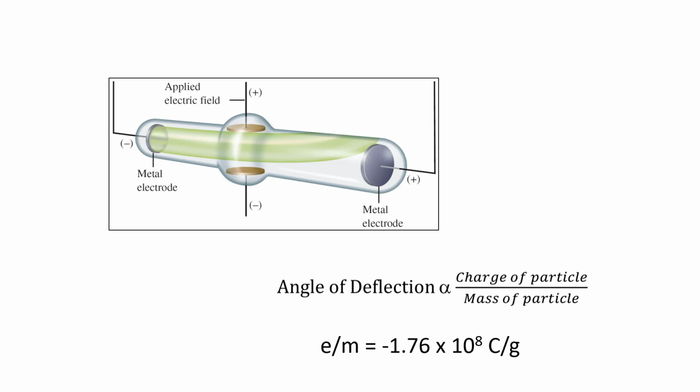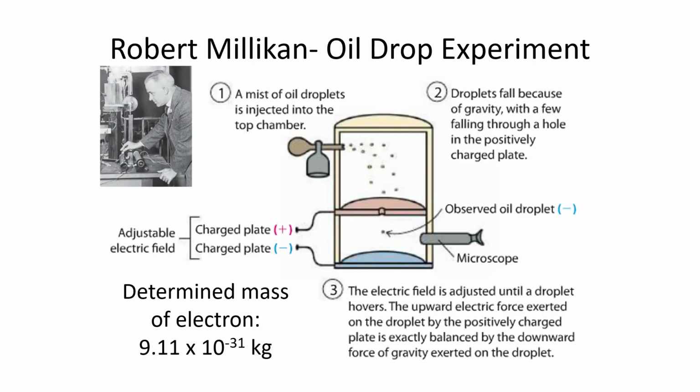And so this is the equation that he used to figure out that basically an electron weighs what you see here. You've got negative 1.76 times 10 to the 8th coulombs per gram. So that's the charge per the mass of that particle.